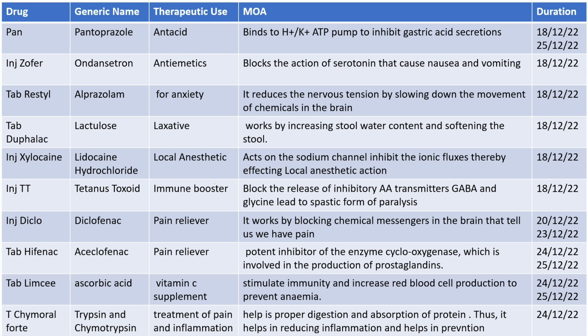And tab chimeral forte is trypsin and chymotrypsin for treatment of pain and inflammation. Its mechanism of action helps in proper digestion and absorption of protein, so that helps in reducing inflammation. For treatment of pain and inflammation after the surgery, and for relieving pain, NSAIDs are given after surgery.